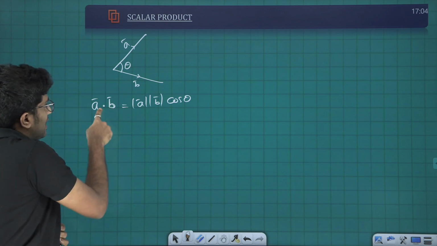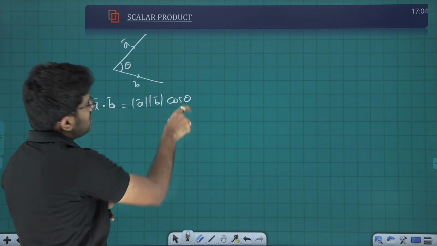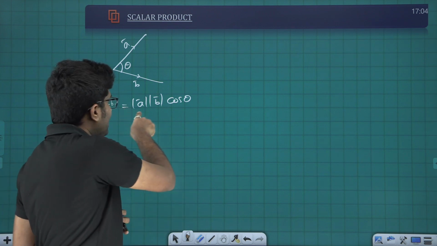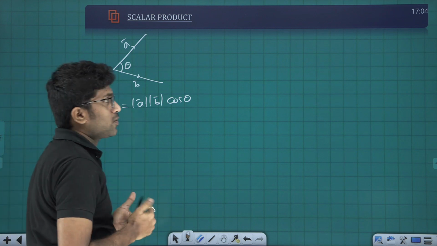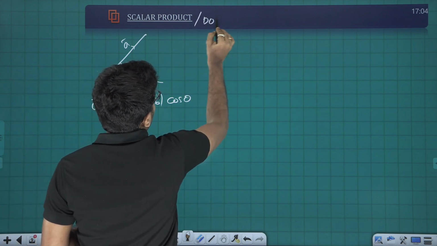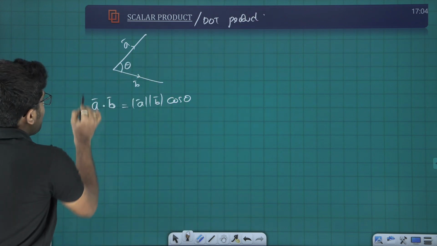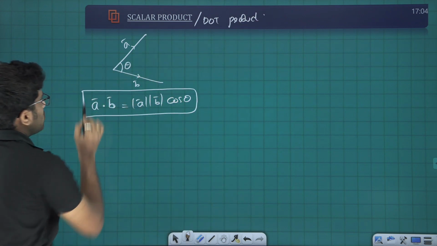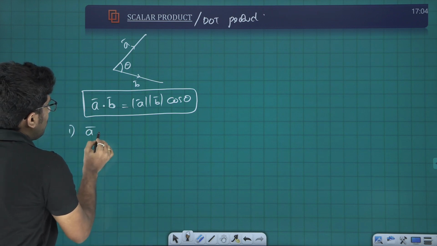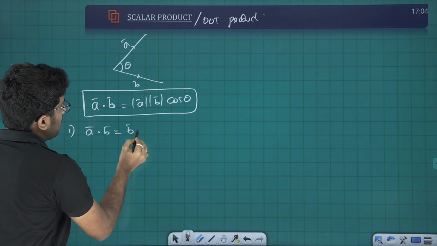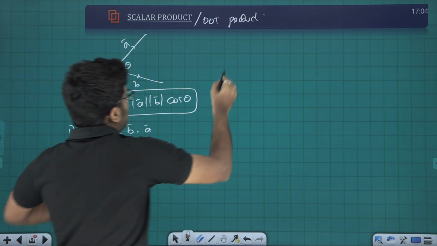See this, friends. In the right hand side of A bar dot B bar, mod A is scalar, mod B is scalar, cos theta is also scalar. So as the right hand side of A bar dot B bar is only scalar, we call this the scalar product, or we say dot product. The resultant of dot product is always a scalar, and dot product of two vectors is always commutative, that is A bar dot B bar is equal to B bar dot A bar.